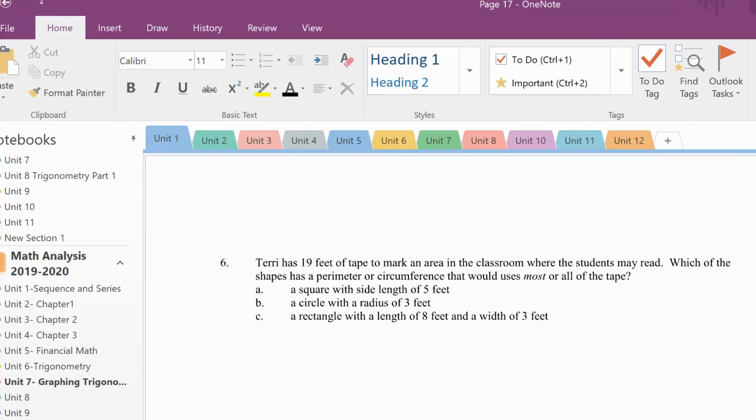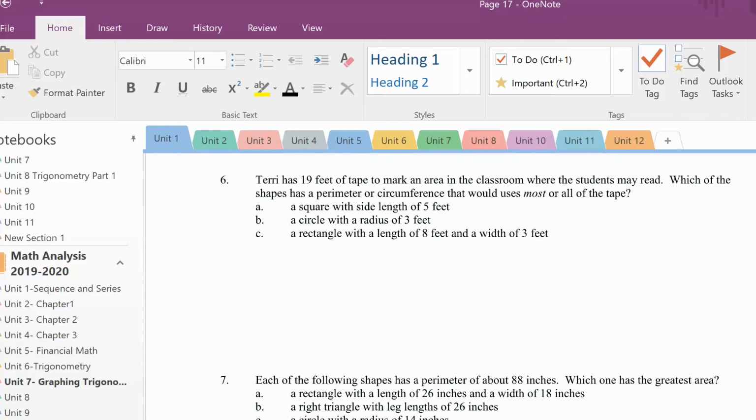All right, so next it says Terry has 19 feet of tape to mark an area in the classroom where the students may read. Which of the shapes has a perimeter or circumference that would use most or all of the tape? A, a square with side length 5.